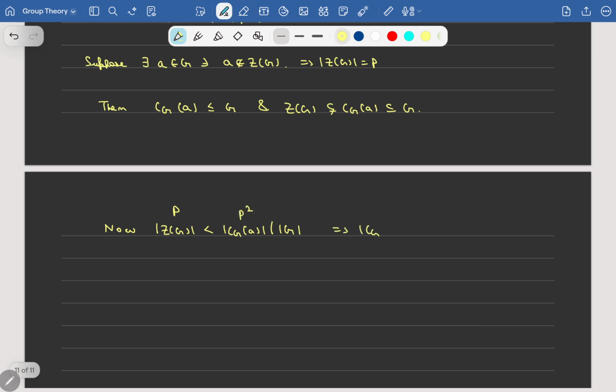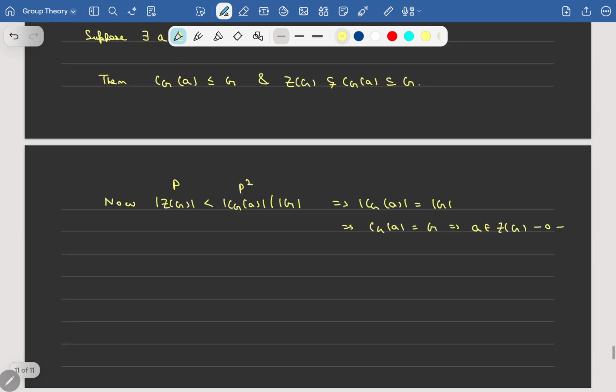But this means that the cardinality of the centralizer is exactly the cardinality of G, but being a subgroup, this means that it is exactly equal to G. But that means every element of G will commute with A, so that implies that A is in the center, which is a contradiction to our initial assumption that A is not in the center. And hence we have a contradiction. So what was our initial assumption? That there is an element outside the center in the group, for which we produced a contradiction. Hence every element of the group must be in the center, and hence G is exactly equal to the center.